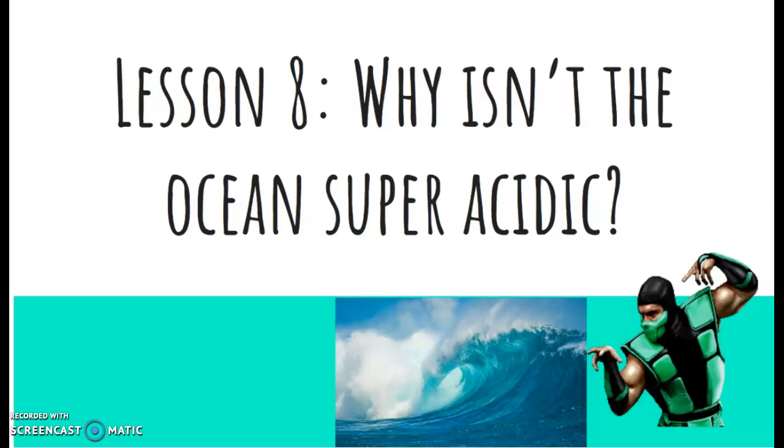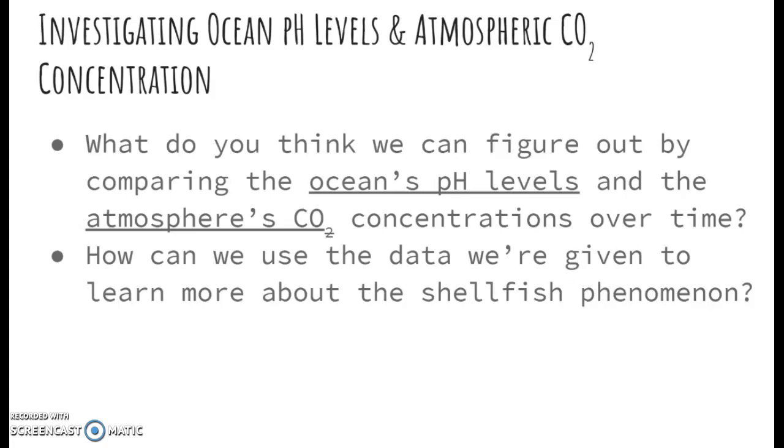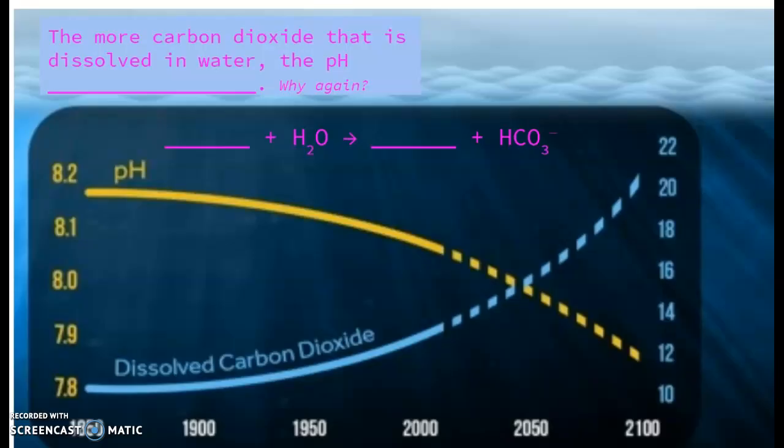All right, lesson 8. Why isn't the ocean super acidic? So in lesson 8, we took a look at 3 graphs, and each of those graphs gave us some information between ocean pH levels and our carbon dioxide concentrations. So starting off with graph number 3.